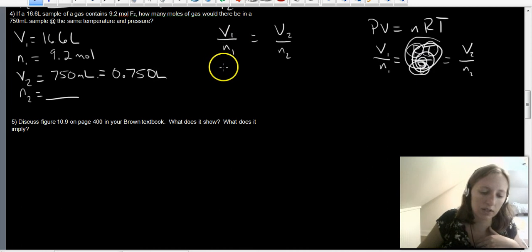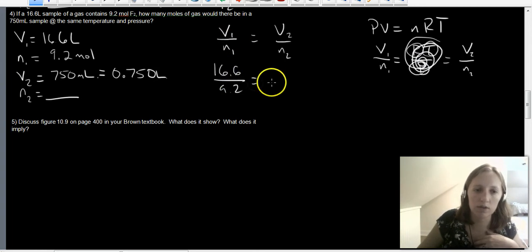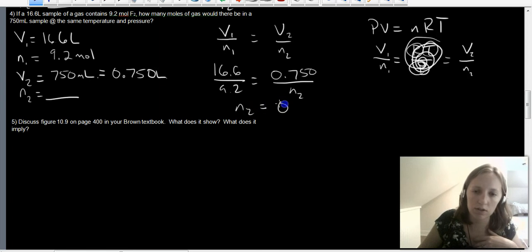So that gives us 16.6 over 9.2 equals 0.750 over N2, and N2 ends up being 0.42 moles of gas.